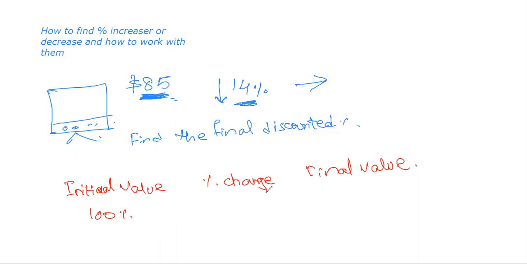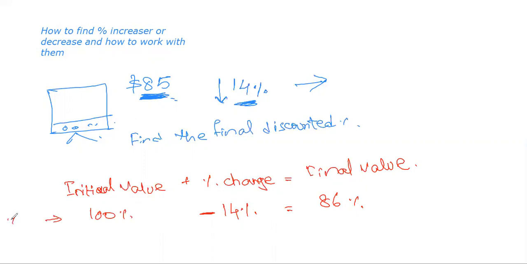No matter if it is given or not given, the initial value is always 100%. The percentage change, they might ask you to find percentage change, or they might give you the percentage change. In our case, the percentage change is given, which is 14% decrease. The 14% decrease means I will minus 14%. Right? Initial value plus minus percentage change would give me my final value. So what is my final value in percentage terms? 100 minus 14 is 86%.